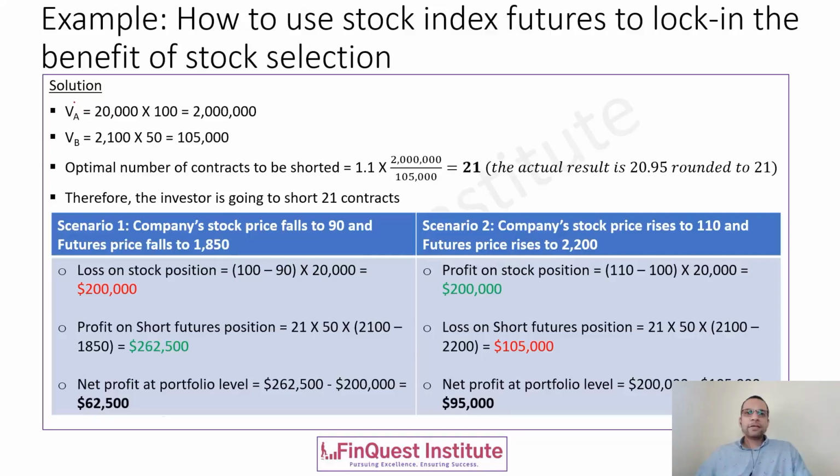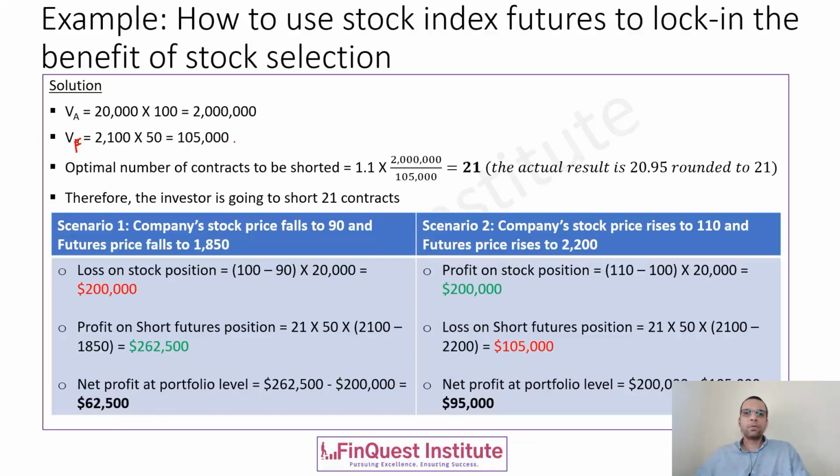So let's calculate VA. This is the value of our current portfolio, which is 20,000 shares into $100 per share, which gives us 2 million. Then we have VF. So it's 2100, which is the current price for August futures, into the standard multiple of 50 as prescribed by the exchange.